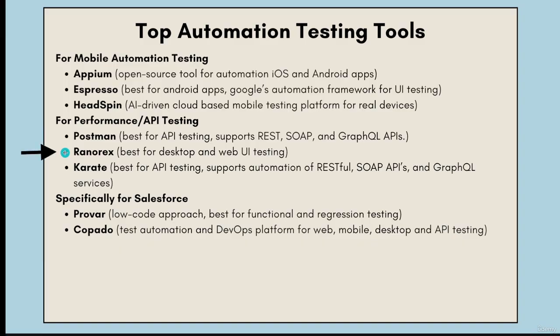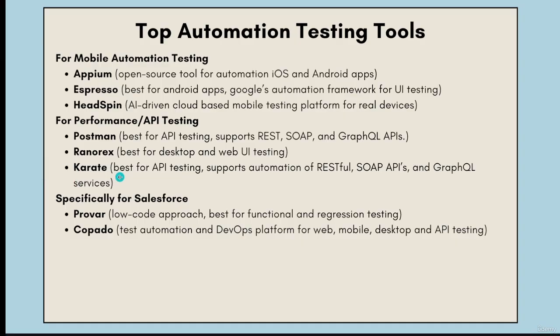Next we have Ranorex, which is best for desktop and web UI testing, also for performance. And Karate, which is best for API testing also, of course, that's why it's under the API list. Supports automation of also REST, SOAP, and GraphQL services. This one's open source, so it's free. And it's popular because of its simple syntax. It has built-in assertions and it's an easy integration with CI/CD pipelines.